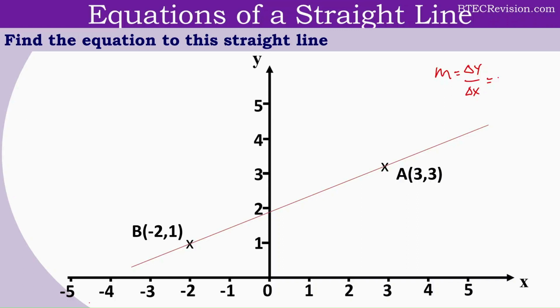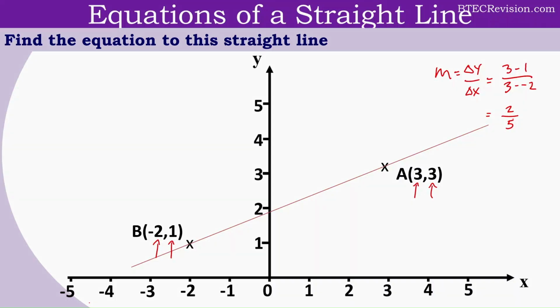If you look at our y values, which are the second numbers, we can write that as 3 take away 1, that's the change in y value, divided by the change in x values, which are also 3, take away, but this x value is negative, so we write -2. So therefore we can write 3 take away 1 is 2, and 3 take away -2, that is 5. So the gradient is 2 over 5.